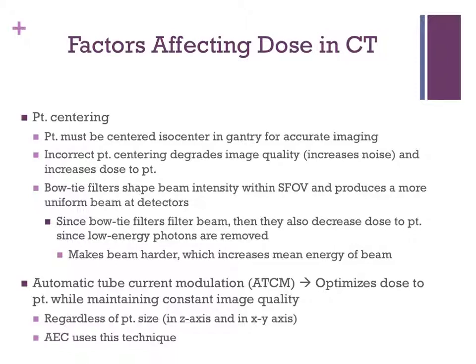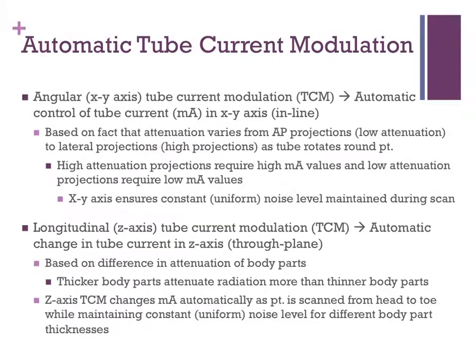It's been said that automatic tube current modulation is actually the most important technique for maintaining a constant image quality while optimizing the radiation dose. The overall goal of automatic tube current modulation is to provide a constant image quality despite the patient's size and the tissue attenuation differences, and to control the dose in the patient, especially when compared with the manual mA selection techniques.